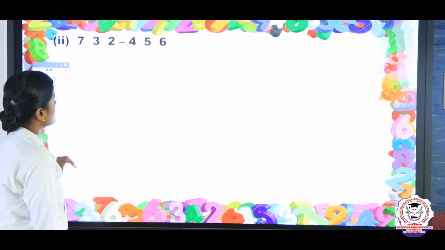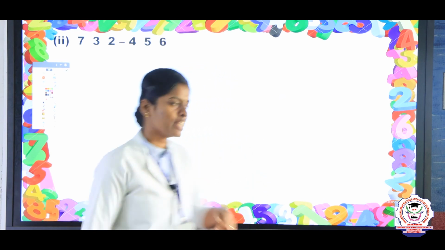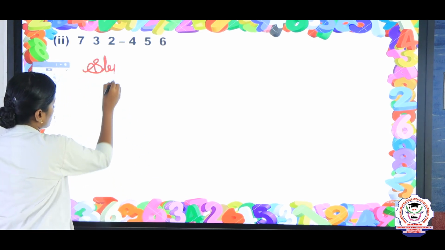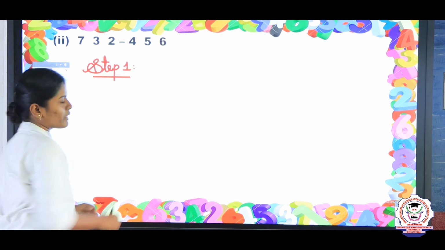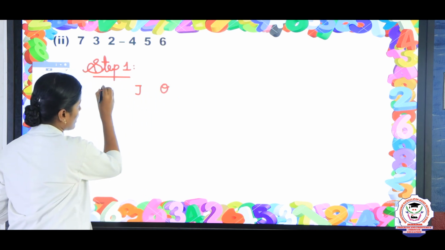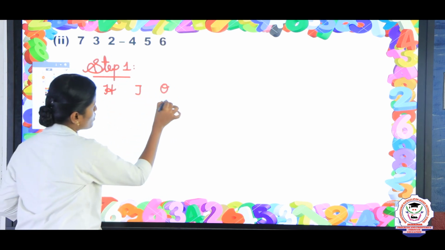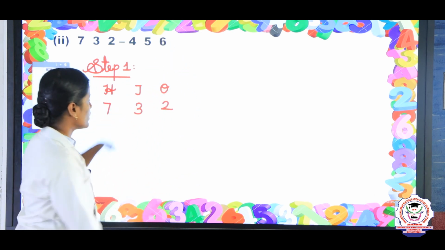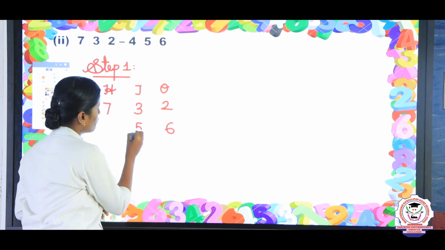Listen here. Our next question is 732 minus 456. So, as usual we need to do two steps: step 1 and step 2. What is step 1? That is subtraction. Step 2 is addition. So, in step 1, write the place values as usual: ones, tens, hundreds. Here the ones place value is 2, the tens place value is 3 and the hundreds place value is 7. Next, we are going to take 6, 5, 4.